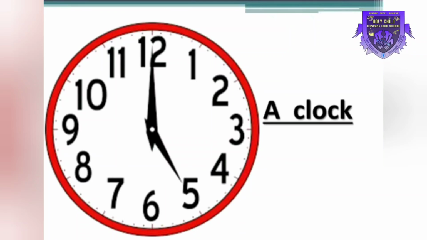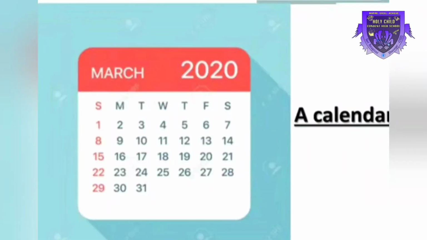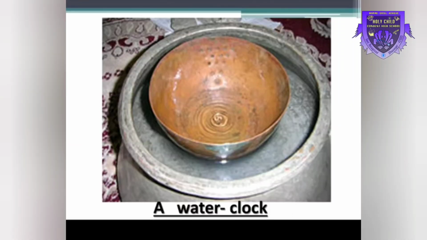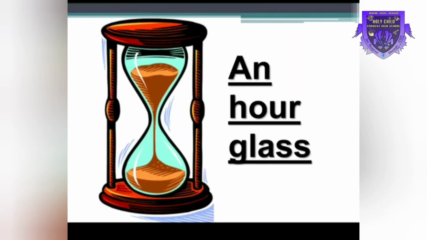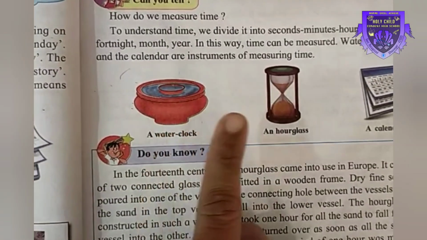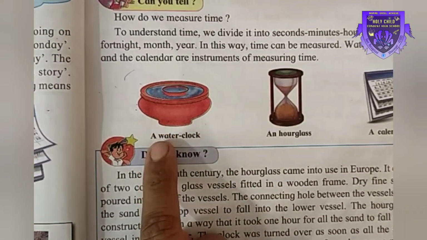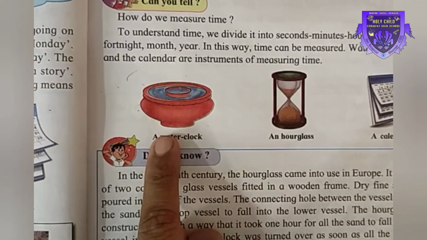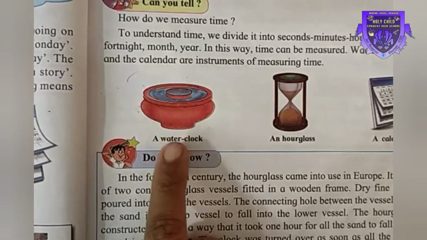Now children, have you all seen the pictures? See the clock and calendar in the picture, you have seen them and you see them daily in your home also. But there are some pictures which you have not seen: the water clock and the hourglass. These two instruments are new for you. Now students, I will tell you the working of the water clock.